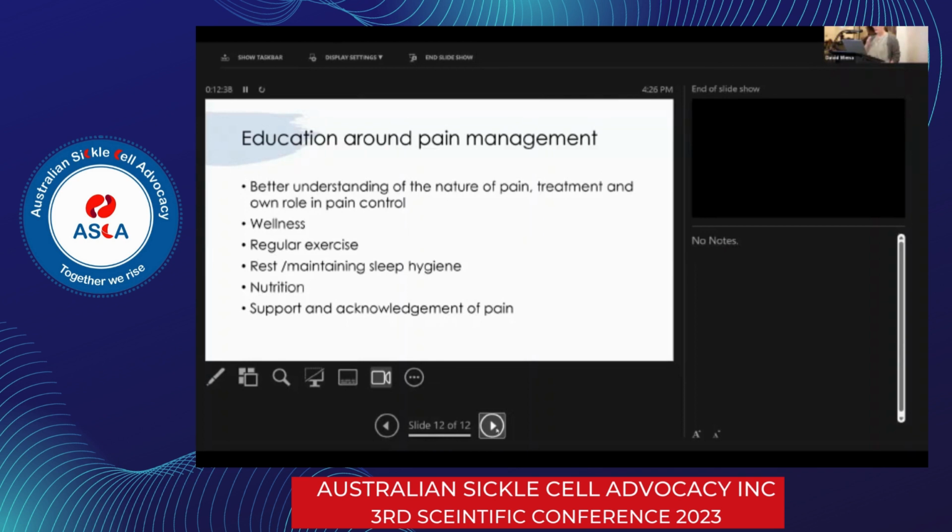If people have a better understanding of the nature of the pain, it leads into not catastrophizing it, normalizing it a little in the context of their disease, so they're not too stressed about the fact that they might be getting pain on and off, and really promoting wellness. That's an important role for nurses: regular exercise, good sleep hygiene, nutrition, hydration, all the things we've already discussed today. But it's also important to support patients and acknowledge their pain, so they're not treated as drug seeking, which unfortunately still happens from time to time, and to allow them to communicate their experience to us so we can help them as much as possible.